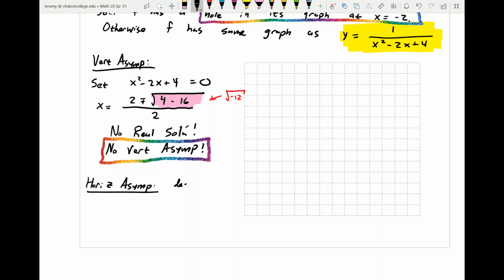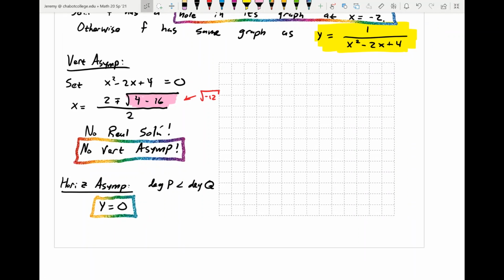So, okay, just quickly, the degree of p is less than the degree of q. So the horizontal asymptote is going to be the line y equals 0. Okay, let's get a graph going here. And as always, we can make a table of values and fill in any gaps.